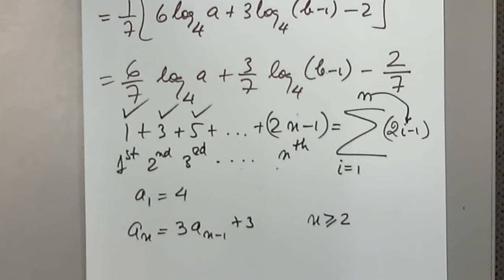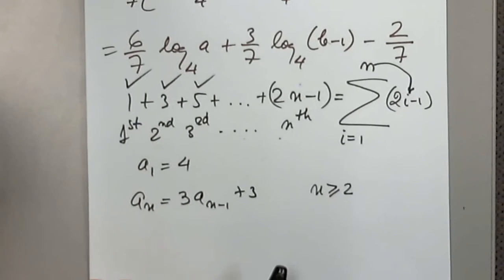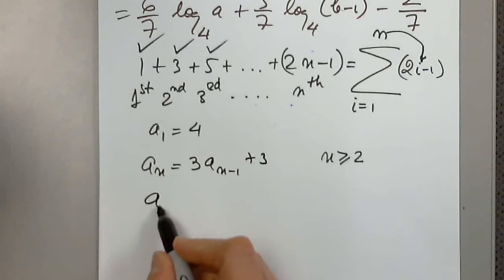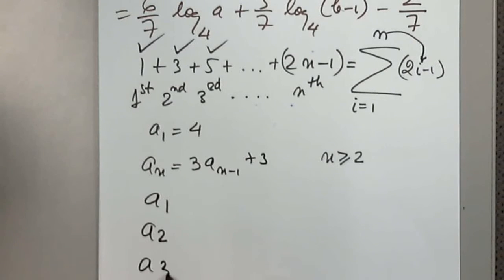So first I have to look at the relationship and understand it. 3 times the previous term plus 3. And now I can determine any term that you want. Just name it and we'll be able to determine it. We're asked to find the first 4 terms. I have to find A1, A2, A3, and A4.